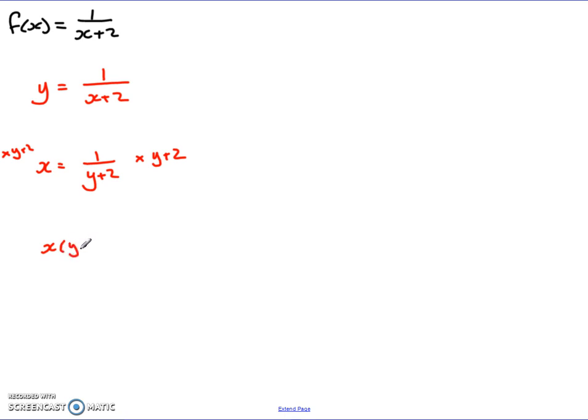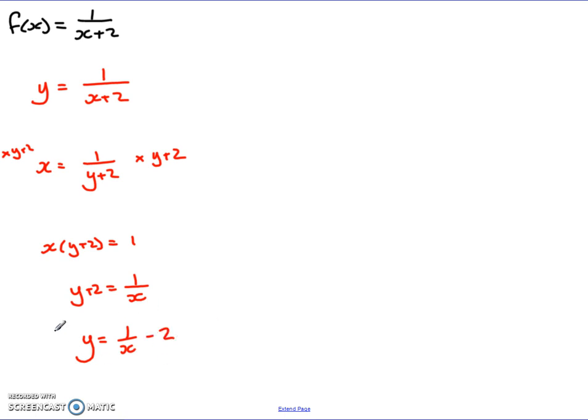So we get x bracket y plus 2 equals, y plus 2 divided by y plus 2 just gives me 1. We then want to manipulate and get rid of things on this side, so we're left with just y equals. First thing to do is get rid of the x, move it over here, and we get y plus 2 equals 1 over x, because remember this is x times, so to get rid of the times, we divide. We then have to shift the plus 2. So we know y equals 1 over x minus 2.